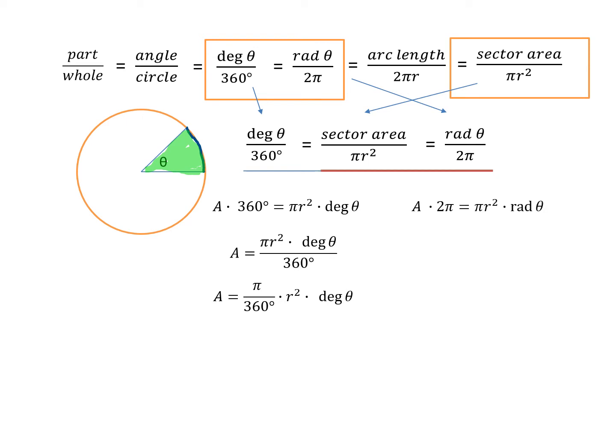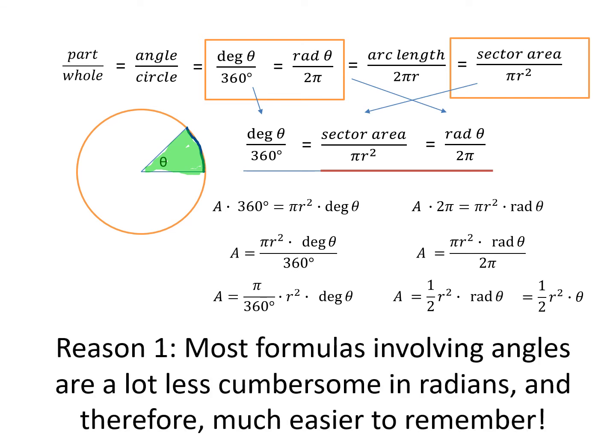Using the right 2 expressions, cross multiplying, the area times 2 pi is equal to pi r squared times the radian measure of theta. So the area is equal to pi r squared times the radian measure of theta over 2 pi. Canceling off, we get the expression area equals 1/2 r squared times the radian measure of theta, otherwise known as 1/2 r squared theta. Neat, huh? So the first reason why radians is that most formulas involving angles are a lot less cumbersome in radians and therefore much easier to remember.